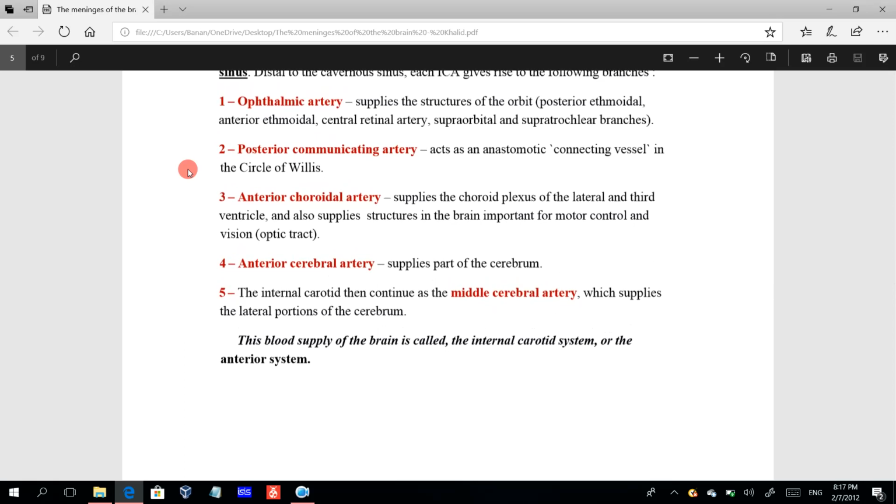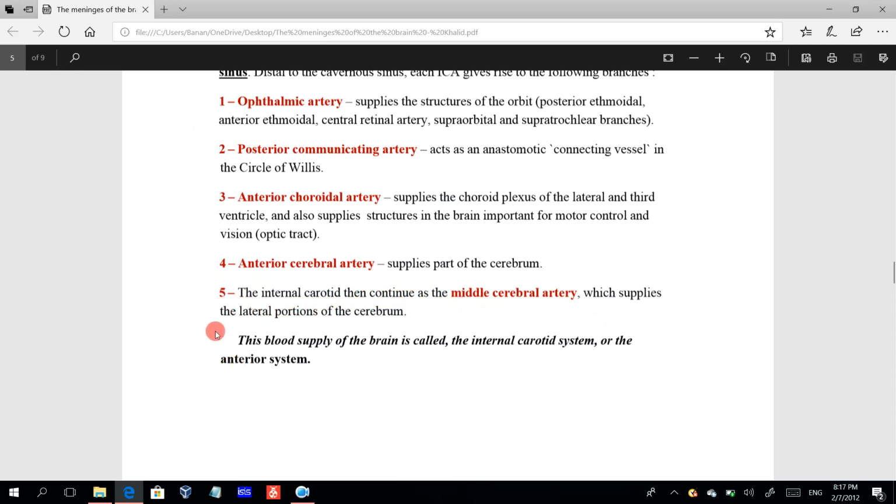You should remember it very well, because we will discuss later on the circle of Willis, and these arteries will constitute parts of this circle. So first of all, عندنا ophthalmic artery, and second is the posterior communicating artery, and third one is the anterior choroidal artery, and we have the anterior cerebral artery, and the continuation of the internal carotid artery ends as the middle cerebral artery.